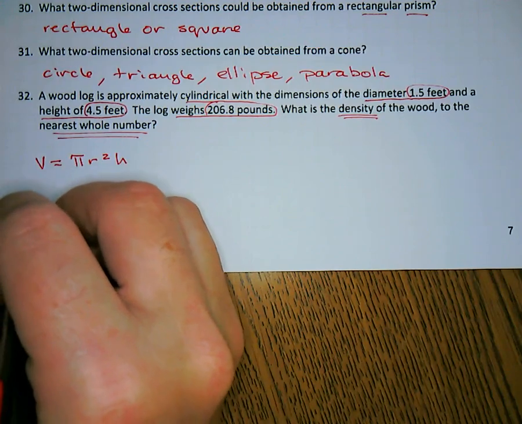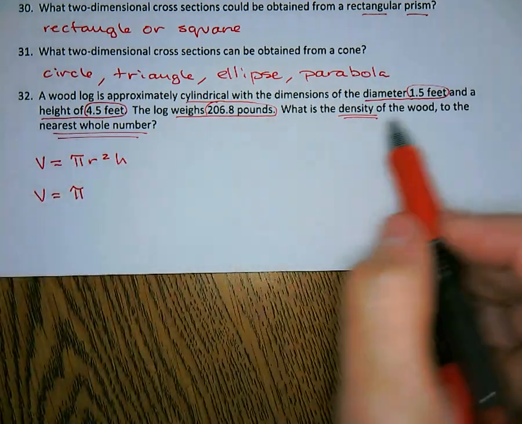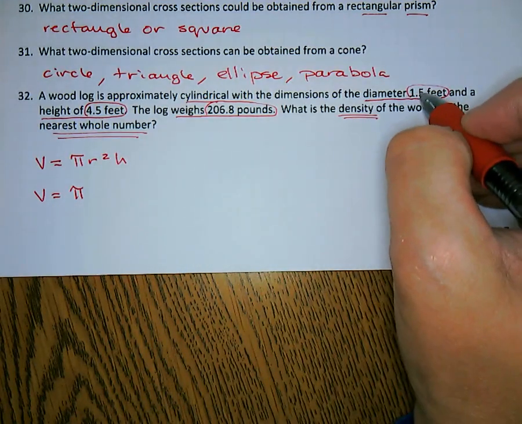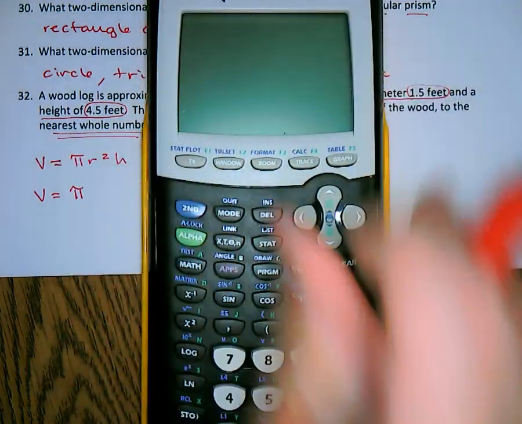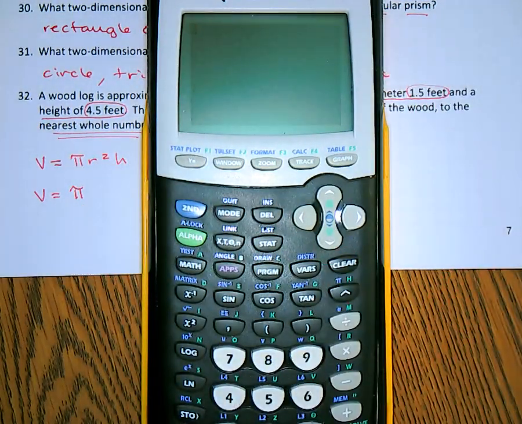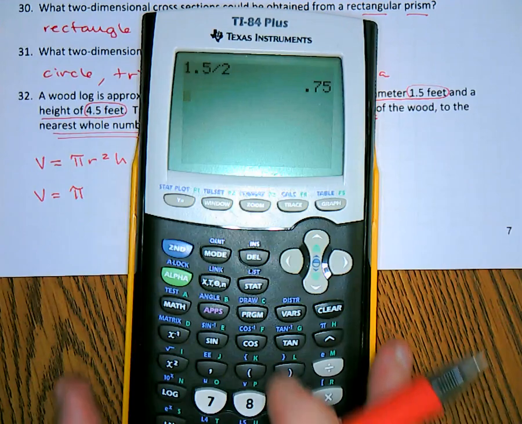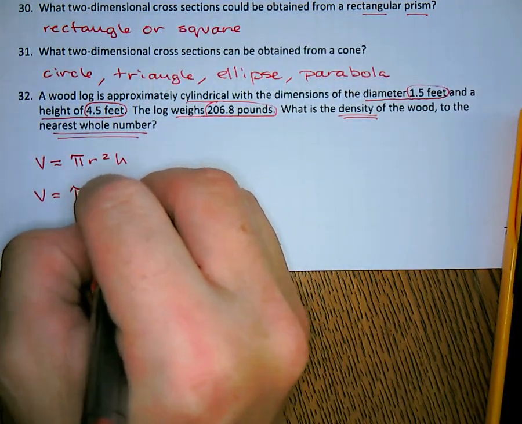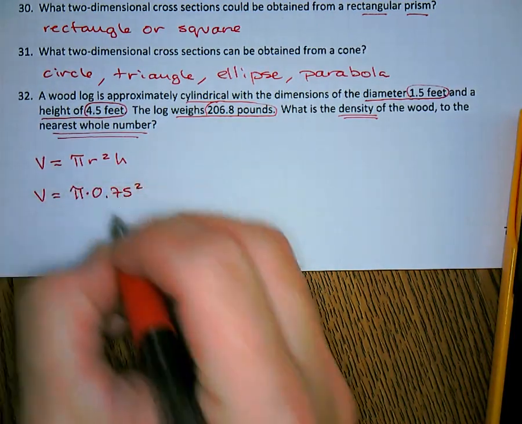So let's plug in what we know. Well, pi is just pi. Now radius. They didn't give us a radius, they gave us a diameter. If the diameter is 1.5, the radius is going to be half of that. So let's divide that by 2. So we're going to have a radius of 0.75 that we're going to have to square.